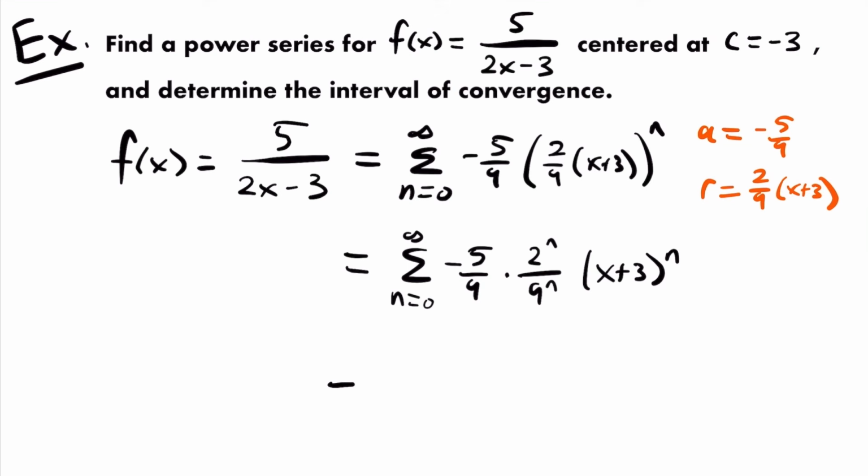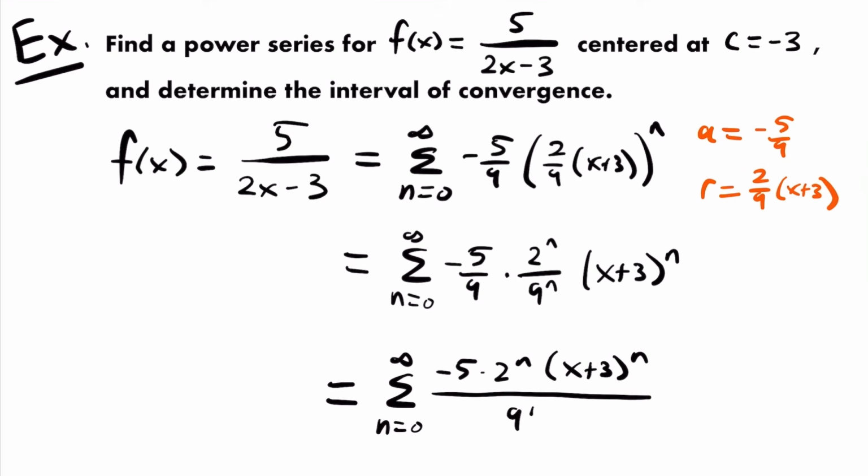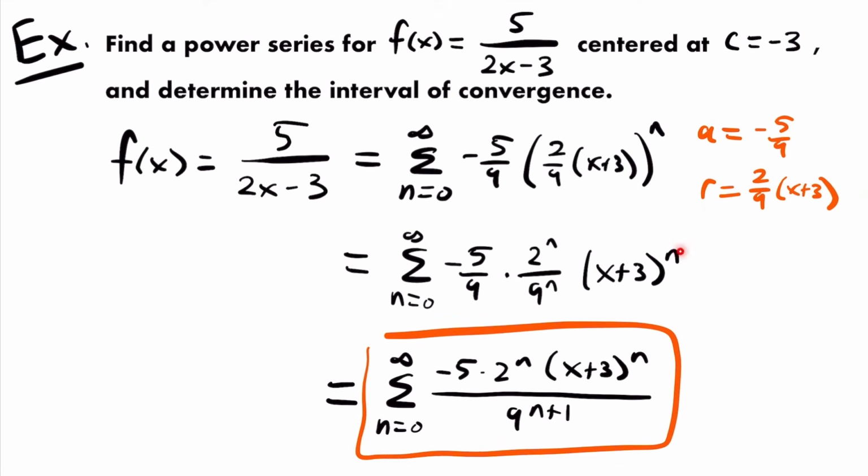And so we can rewrite our power series one more time. We'll have the sum from n equals 0 to infinity of negative 5 times 2 to the power of n times x plus 3 to the power of n divided by 9 to the power of n plus 1. And so that is our power series centered at negative 3 that represents this function. All right, but we still need to find the interval of convergence. This power series only represents this function for a certain interval of x values.